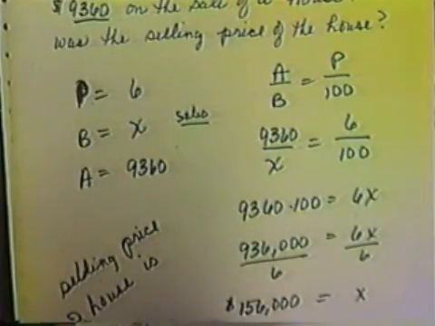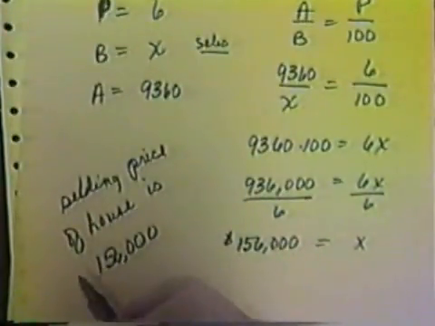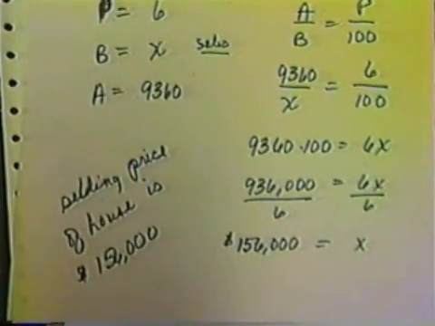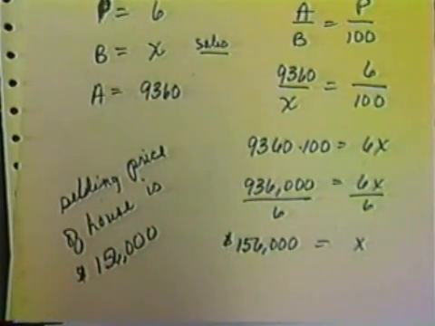So the selling price of the house is $156,000. And when they sold that, he made $9,360. So imagine if someone put their house on the market and you sold it very quickly, that would be a quick $9,000. But most real estate agents have a lot more time invested. So that's a lot of money, but really not a lot for the amount that they put into it.